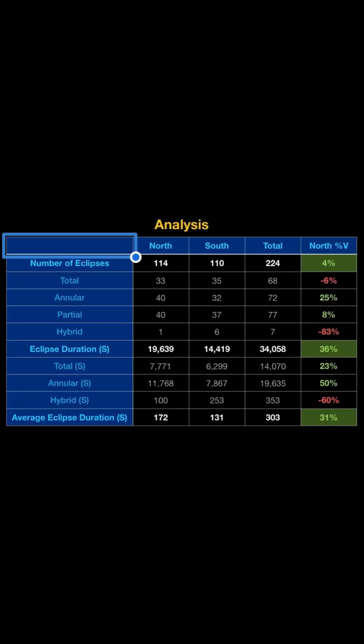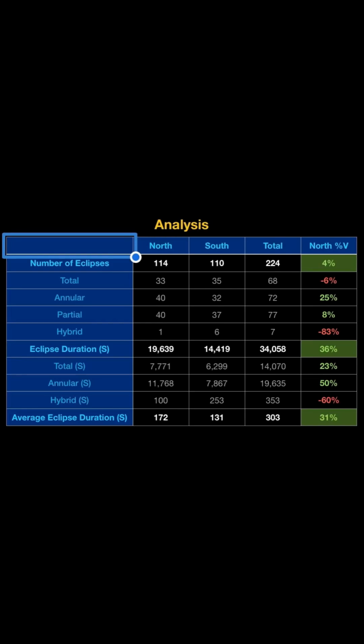In this analysis, I looked at all of the solar eclipses of the 21st century. There are a total of 224 of them. 114 of them occur in the north, and 110 occur in the south. So the north and the south pretty much get the same amount. The total eclipses, annular eclipses, and partial eclipses are pretty much the same number in the north and the south. As far as hybrid eclipses go, the north has far less, at just 1, while the south has 6.